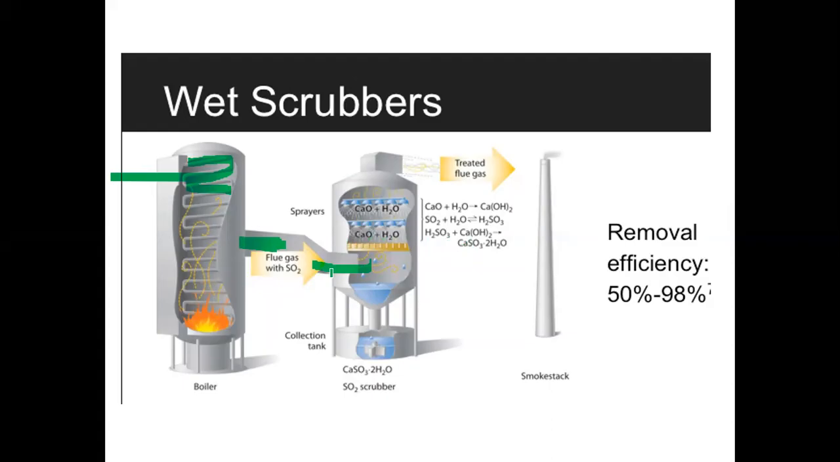Then SOx will be dissolved in the scrubber liquid. Then the liquid will be collected from the bottom of the vessel. The liquid flows down, and the calcium sulfate can be precipitated, and we can get an SOx-free gas stream from the top. Then it is sent through a chimney to be released into the atmosphere. So here you can see in this case the removal efficiency is 50 to 98%.